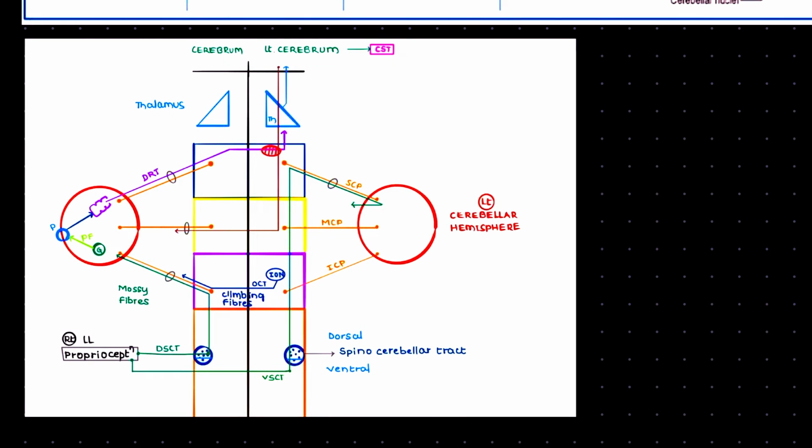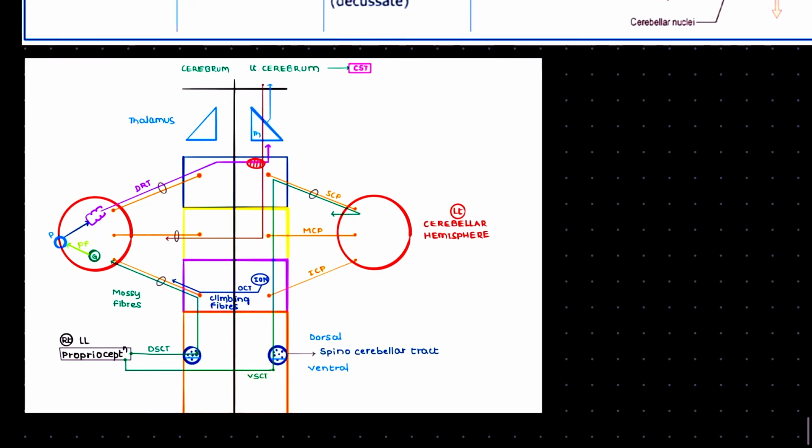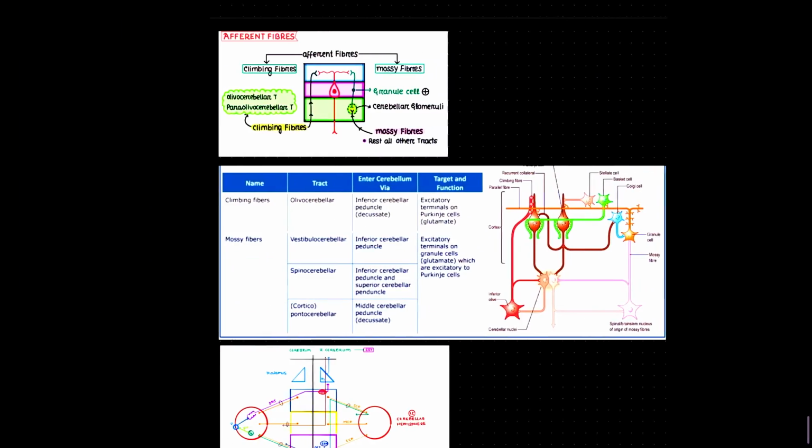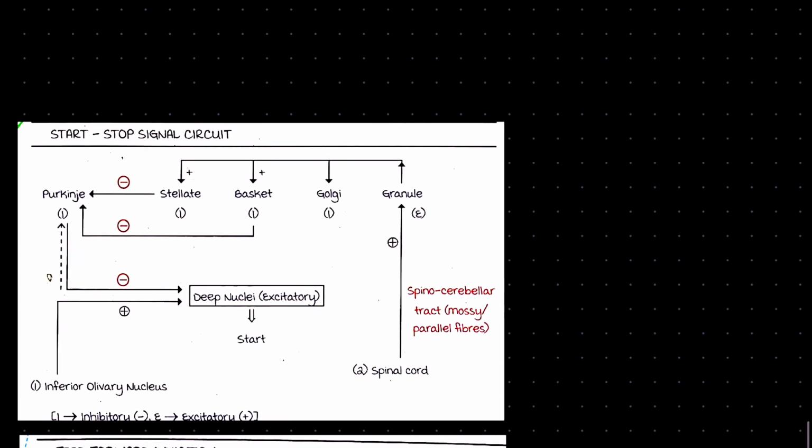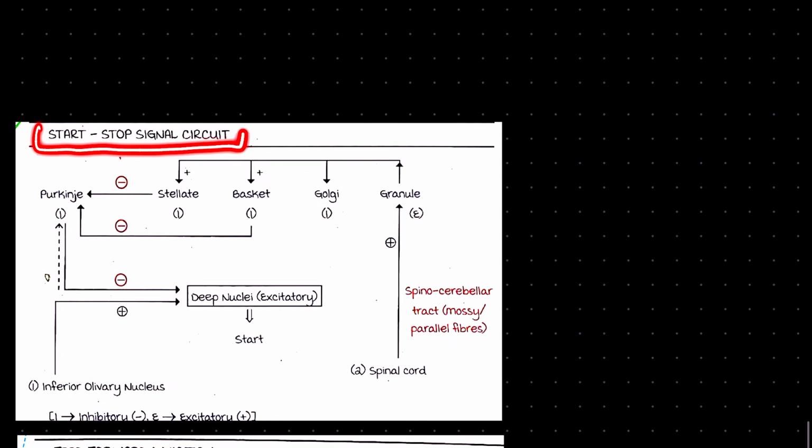So now moving further, we need to know about the physiological aspect of our cerebellum. Talking about the physiological aspect, we need to know that the cerebellum is the part that will coordinate our start and stop signal. That means when to start moving and when to stop moving is coordinated by our cerebellum.